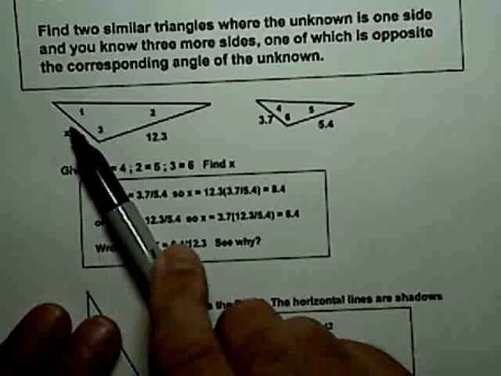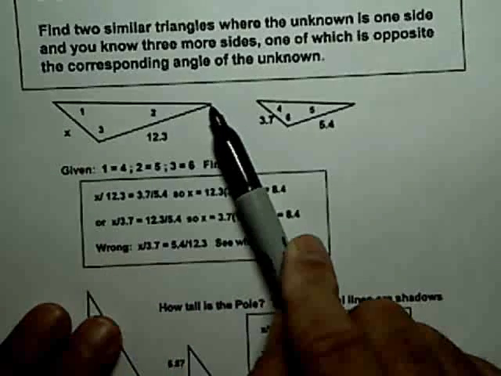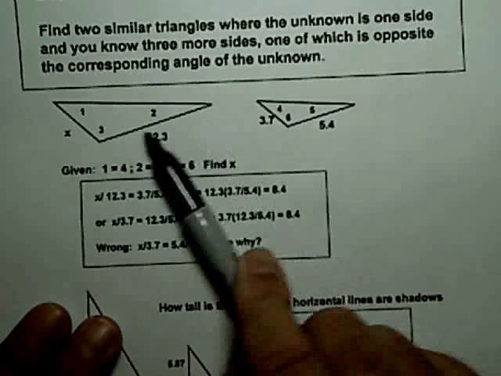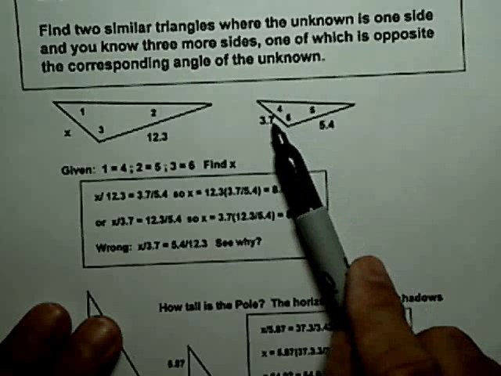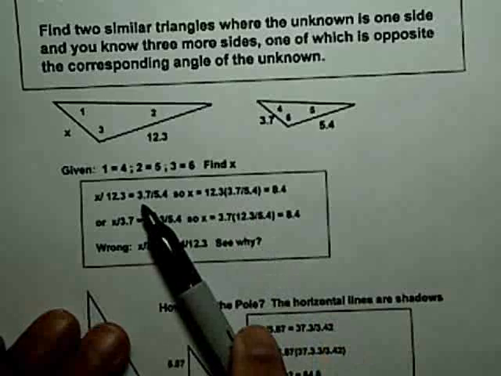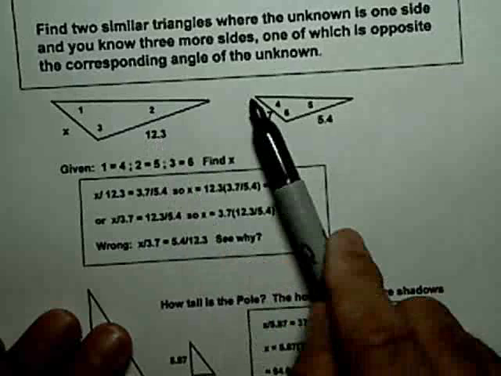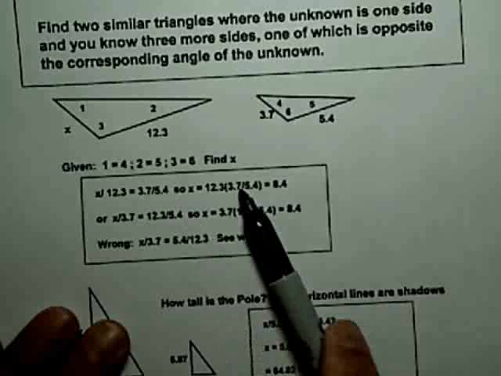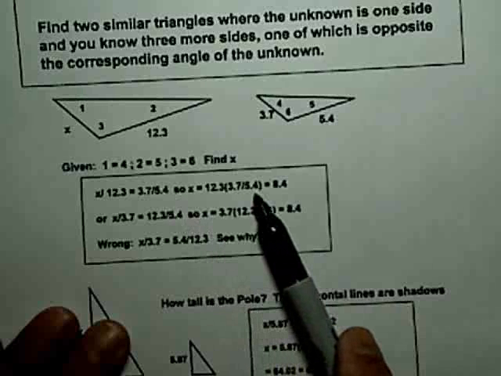Take x divided by 12.3. That's for this triangle. That's a ratio. What's that going to be equal to? Well, what's corresponding to x? 3.7. What's corresponding to 12.3? 5.4. So then x over 3.7 will be 12.3 over 5.4. Actually, that isn't what I did here. x divided by 12.3 then will be 3.7 divided by 5.4. And then you solve that, you get x is 12.3 times 3.7 divided by 5.4, and that turns out to be 8.4.